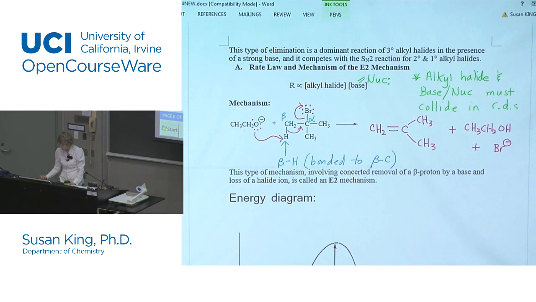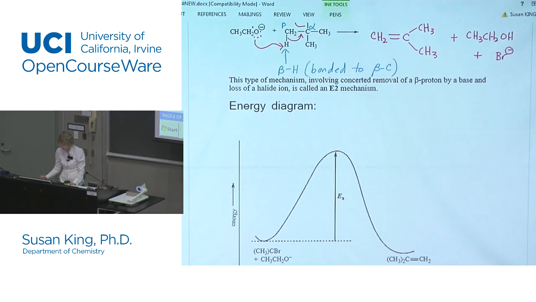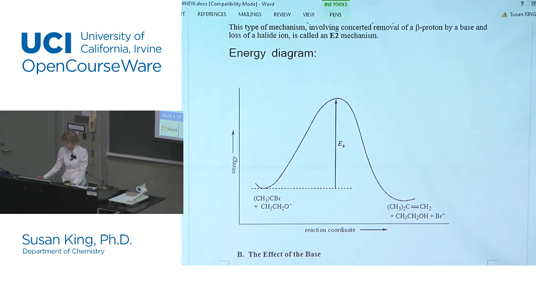All right, let's look at the energy diagram. What you're going to see is the energy diagram is going to look a lot like an SN2 energy diagram. So we start off with our alkyl halide and our base/nucleophile. We have an energy of activation for really any step in a reaction, and then we end up getting our alkene, ethoxide, and bromide ion. And so this right here is the overall delta H naught of the reaction.